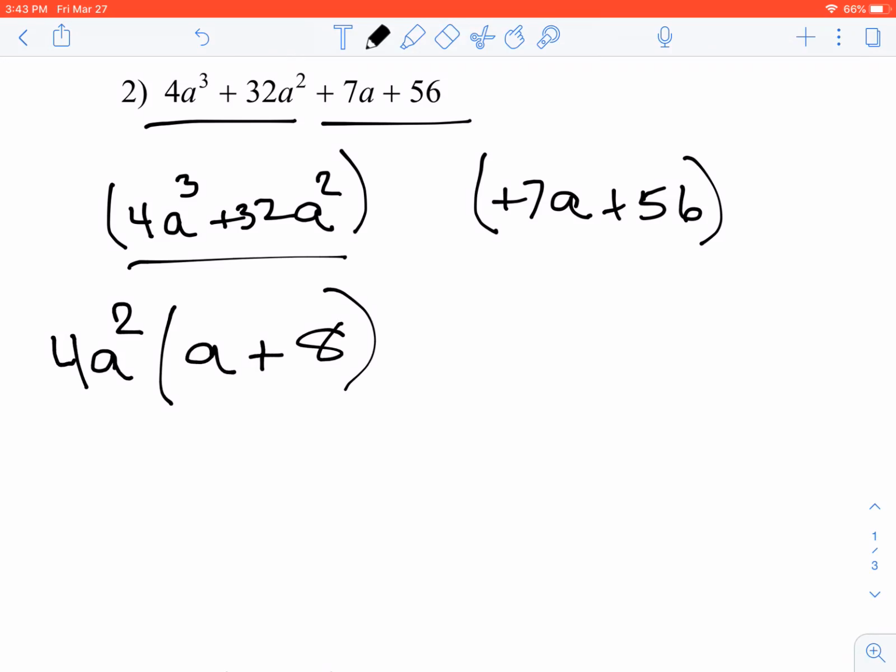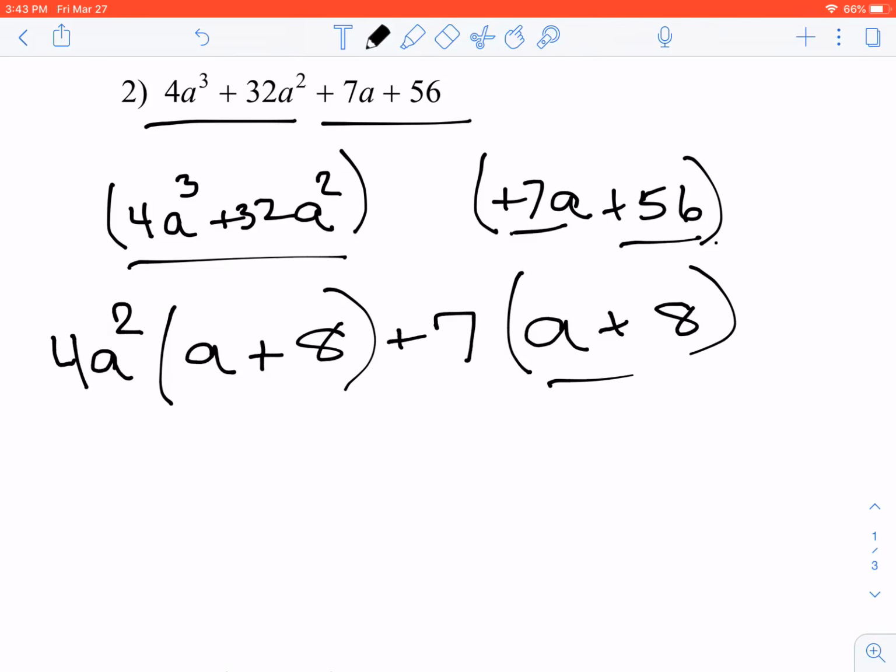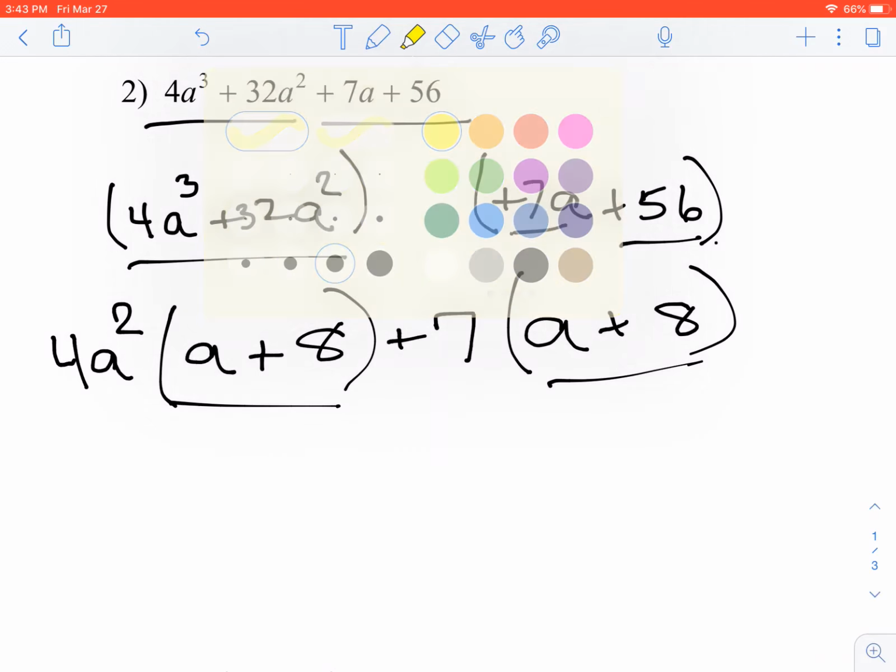Now, if I do it correctly, I should be left with a plus 8 over here. So what would I take out of here to leave me with a plus 8? And what is my GCF of these two pieces? It is 7. 7a divided by 7 is just a. 56 divided by 7 is 8. And you can see that these are identical, which means I get to factor them out of this expression.